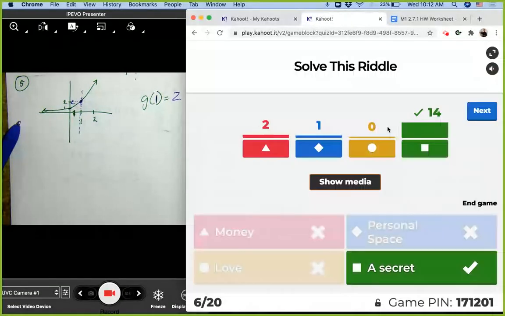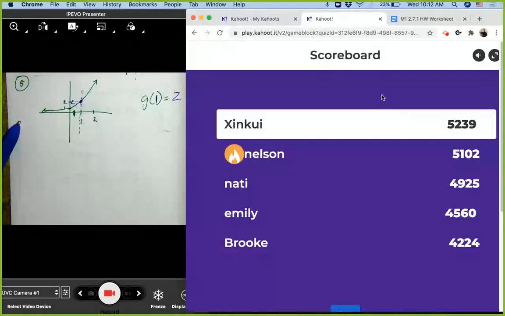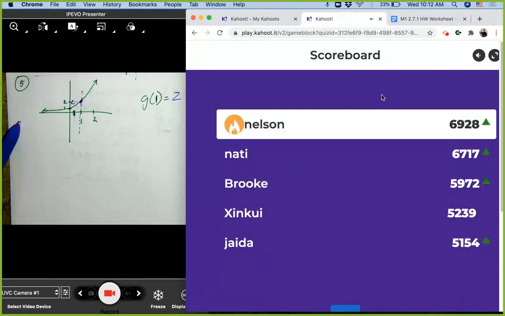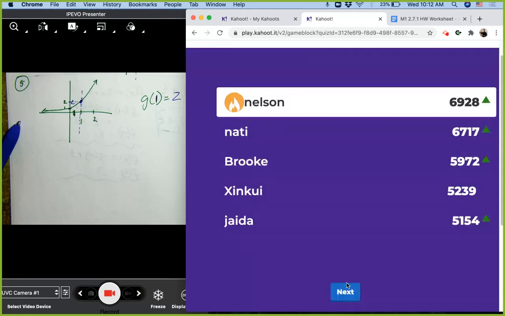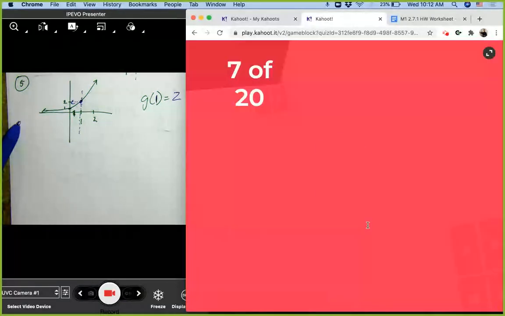And what was the other one? Personal space. Yeah, I can see personal space, but usually if you like personal space, you don't want to give it up so you don't have any, but I feel it. I know what you mean. Oh, but you got it right. Nice. All right, what's next? Let's see who. Whoa, Nelson on fire, taking over. Nice job. Nati, Brooke, Zinqui, and Jade on the board. Nice. Oh, Nelson on fire. Jeez.